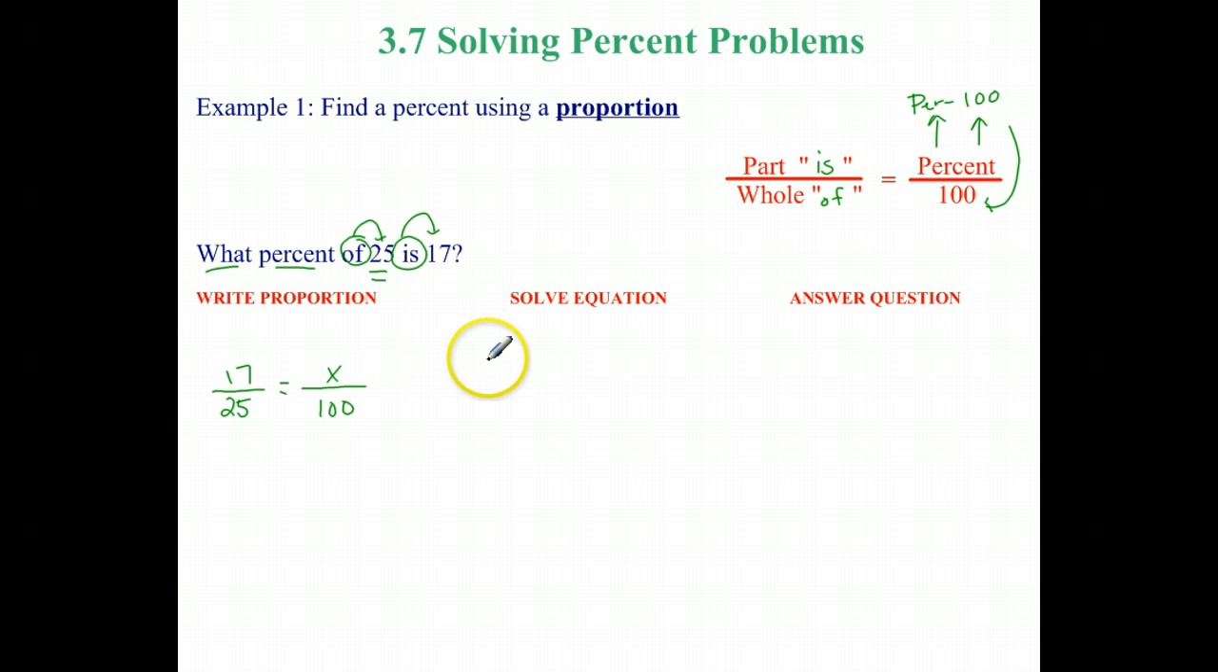Okay, I've set up my proportion. Now I'm going to solve my equation. I'm going to use cross products. So I'm going to do 17 times 100. I'm going to set that equal to 25x. If I do my work properly, I'm going to get 68 is equal to x.